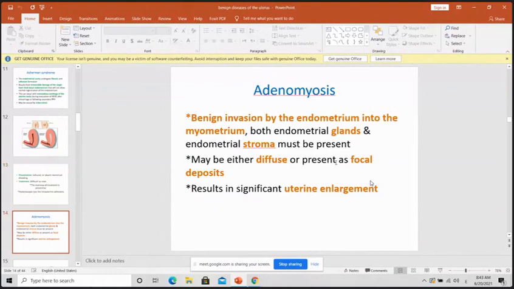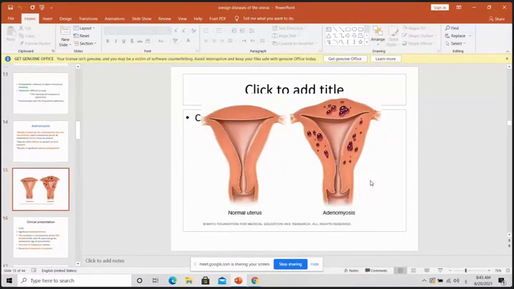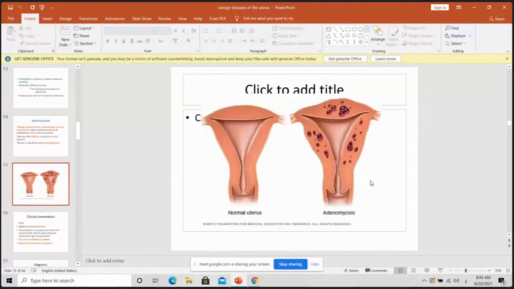The third important benign condition affecting the uterus is adenomyosis. Adenomyosis, as you see in this picture, is a benign invasion of the endometrium into the myometrial tissue. So here, an endometrial gland and its stroma must be present within the myometrium in order to diagnose the presence or absence of adenomyosis.